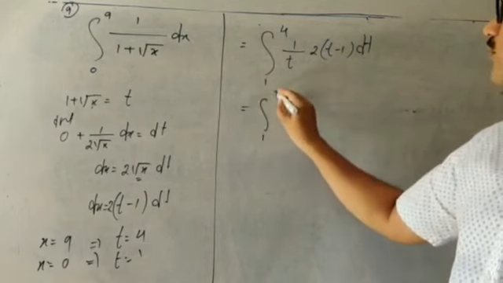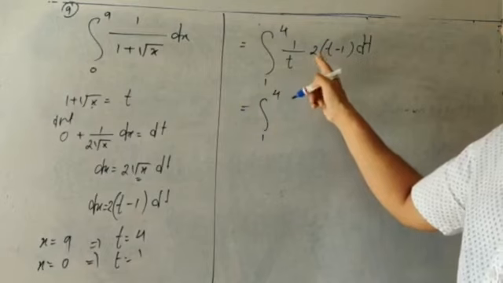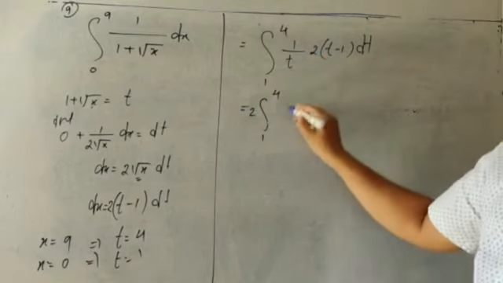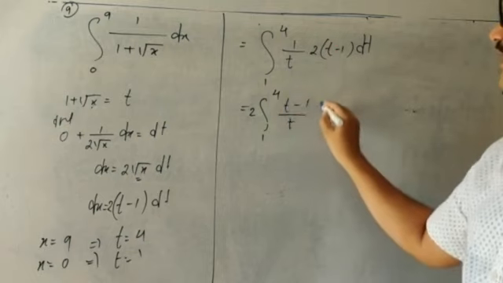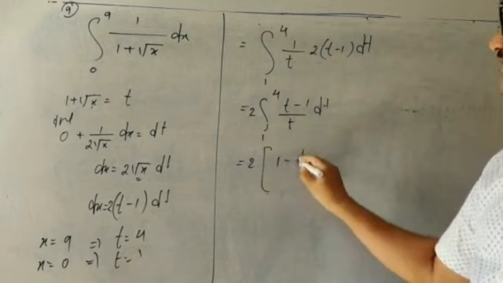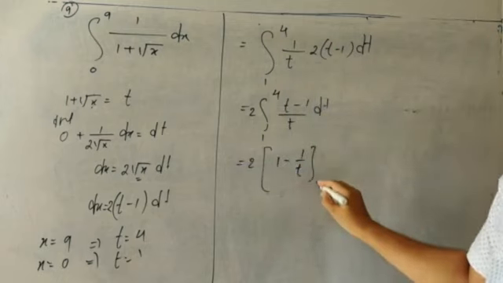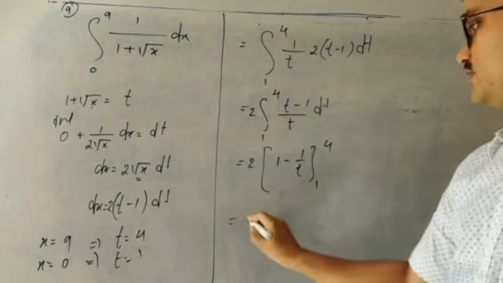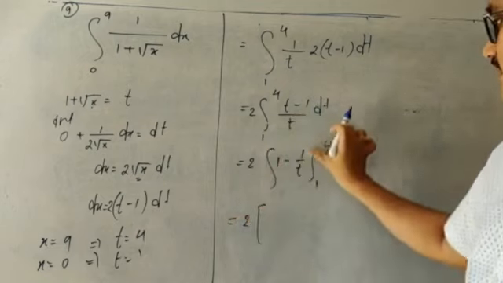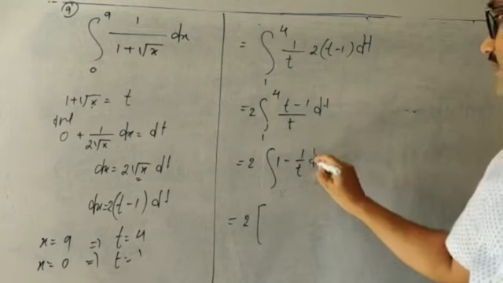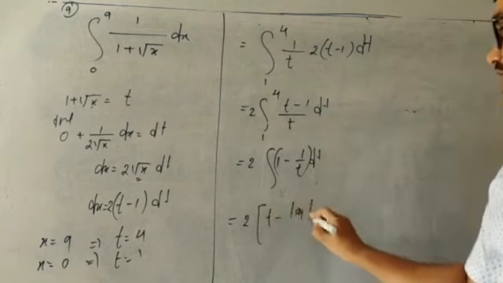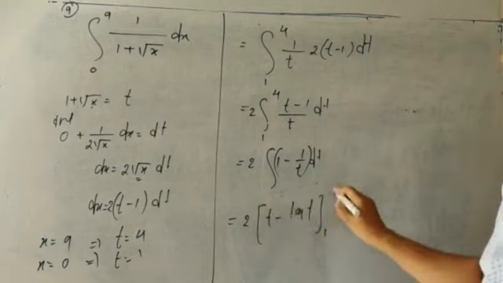This is 1 to 4. If you bring it inside, this 2 is multiplied to both. So if you want, you can take it outside. What is remaining is (t minus 1) upon t dt. So this can be written as 2 times (1 minus 1 upon t), correct? 1 to 4, dt. I have not written the integral there. So it is 2 times (t minus log t) from 1 to 4.